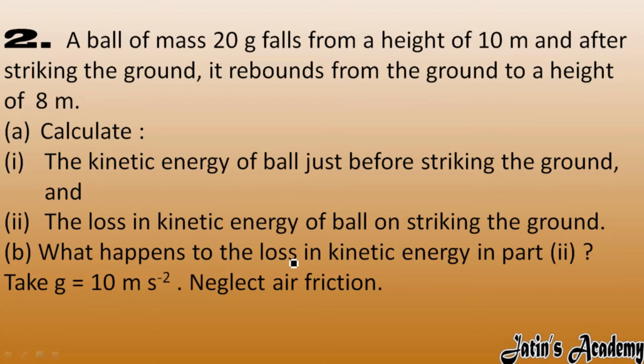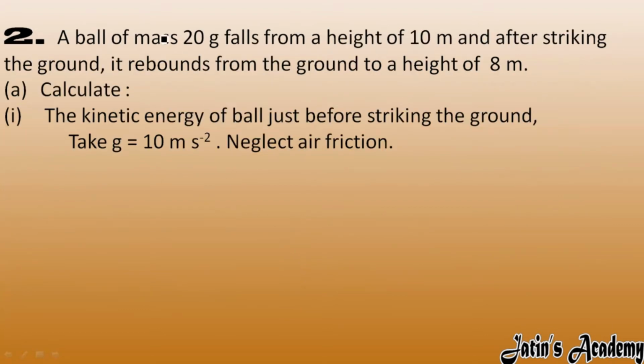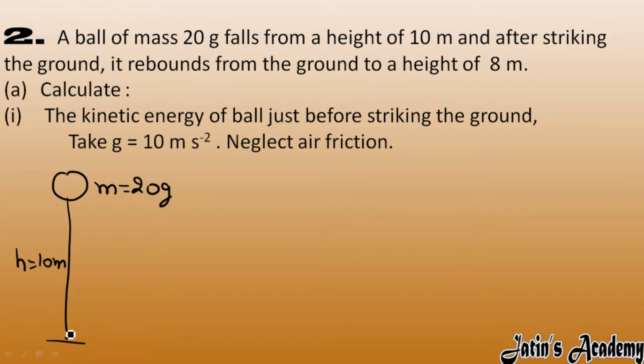Now carefully see the question. A ball of mass 20 gram, mass is given as 20 gram, falls from a height of 10 meter from the ground. After striking on the ground it rebounds to a height of 8 meter. Now we have to calculate the kinetic energy of ball just before striking the ground.